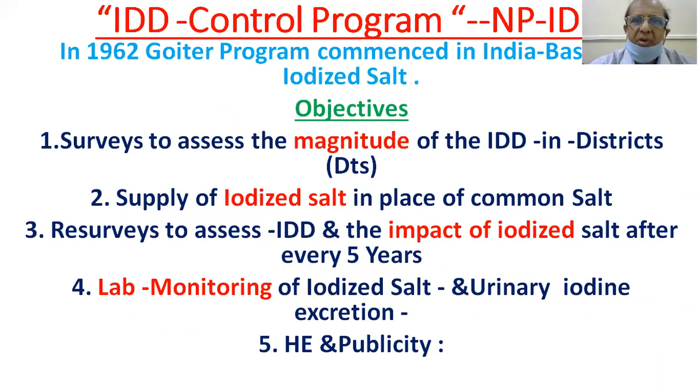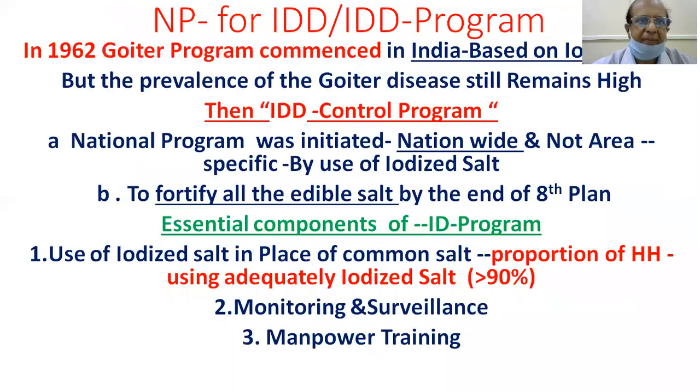In 1962 the goiter program commenced in India based on iodized salt. Objectives: surveys to assess the magnitude of IDD in districts, and supply of iodized salt in place of common salt. So these are the objectives. Resurveys to assess IDD and the impact of iodized salt after every 5 years. Lab monitoring of iodized salt and urinary iodine excretion, and health education and publicity.